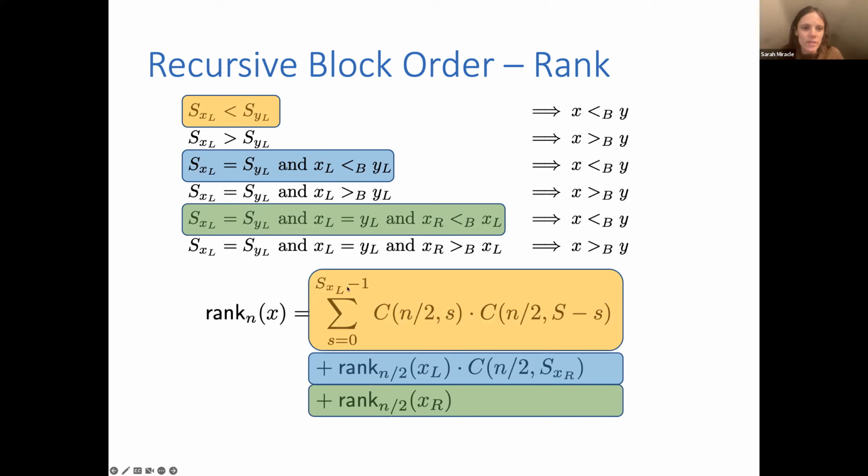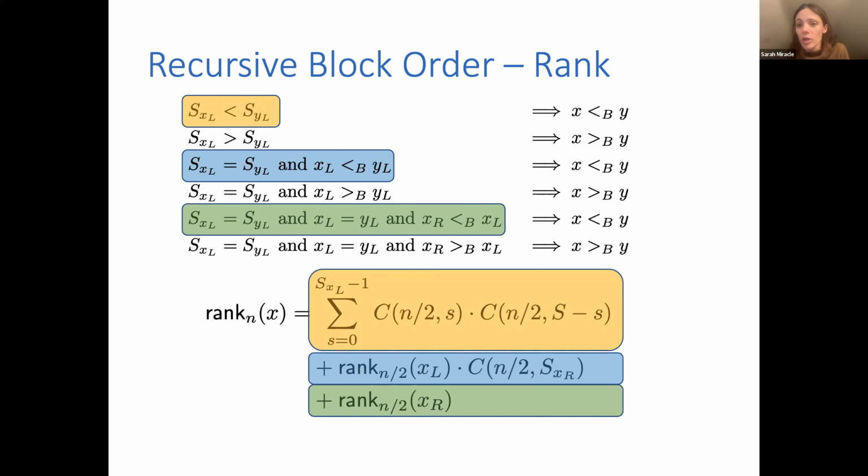Looking at the first, the piece in yellow, the number that have a smaller left sum, we can count this up using table values. The second one: if they have an equal left sum, but XL is less than YL, then we need to determine the rank of XL. For each of those, for everything that's smaller in rank, the number of configurations there are, we multiply by the number of ways there are to fill in the right half. And then to get that final piece in green, we take the rank of the right-hand side. If we add these three things up, we get the rank of a configuration.